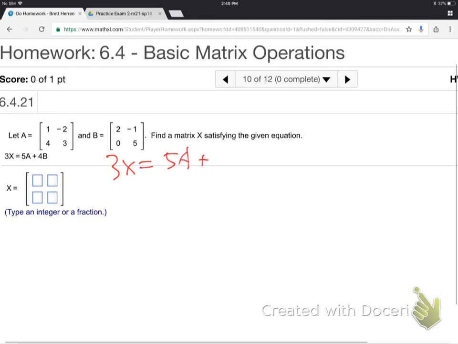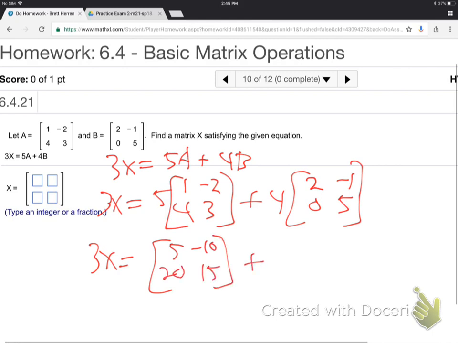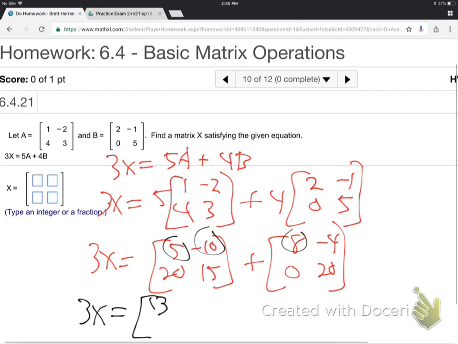3x is 5a plus 4b. So the first thing you've got to do is find 5 times a plus 4 times b, right? And the 5 multiplies all of these: 5, minus 10, 20, 15. 8, negative 4, 0, 20. Good so far? Am I going too quick? And so 3x equals, and then combine those: 5 and 8, 13, negative 10 and 4, negative 14, 20 and 0 is 20, 15 and 20, 35. We okay so far?